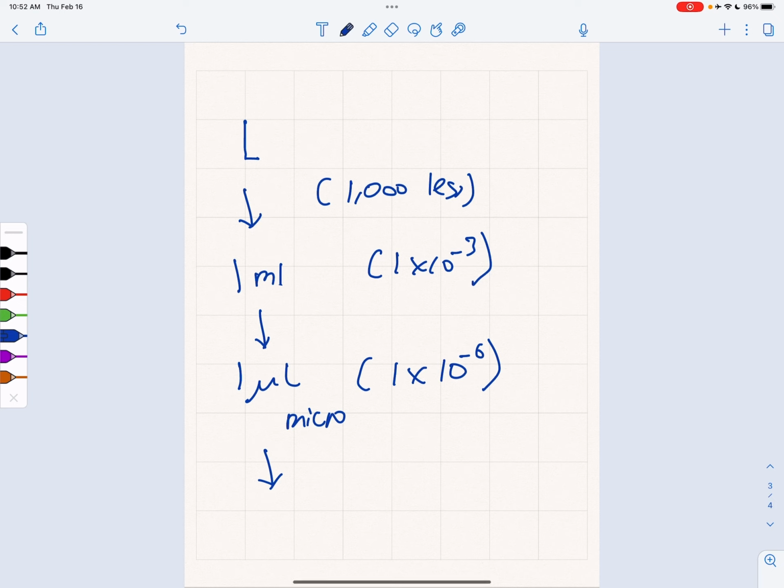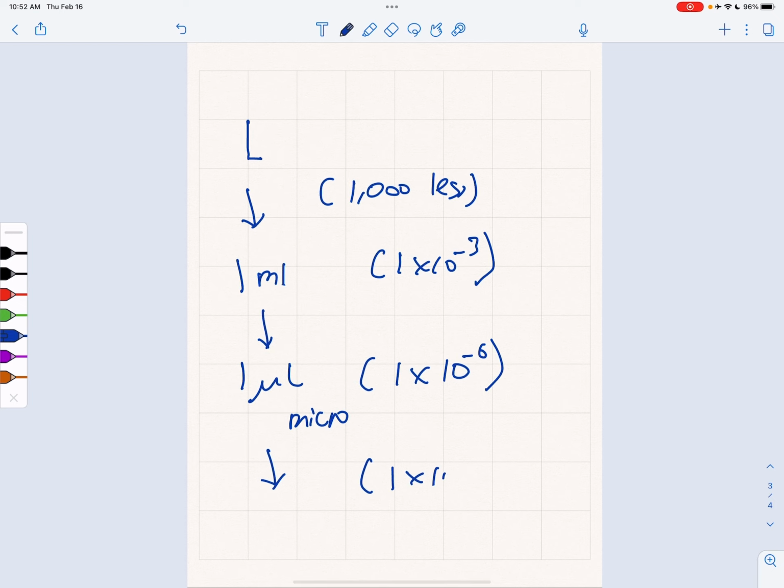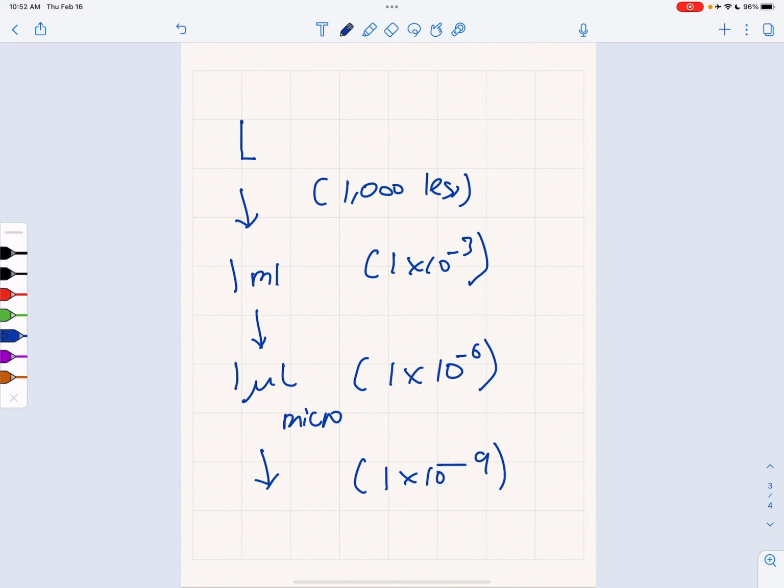Another 1,000-fold lower volume is 1 times 10 to the negative 9, and this is nanoliter, or nano. And then we have one final one that we sometimes use, which is picoliter. That's pico, and that's 1 times 10 to the negative 12.